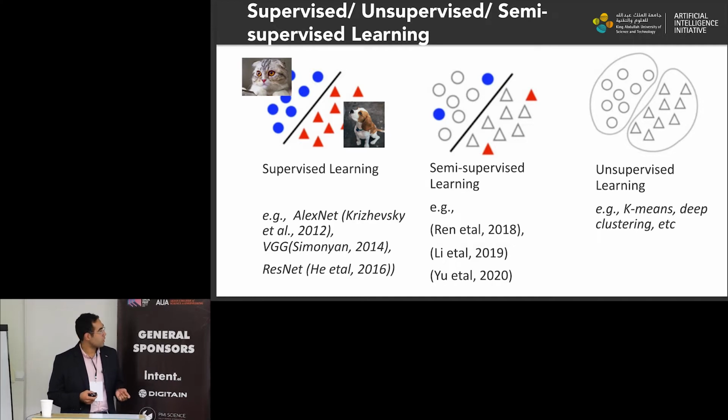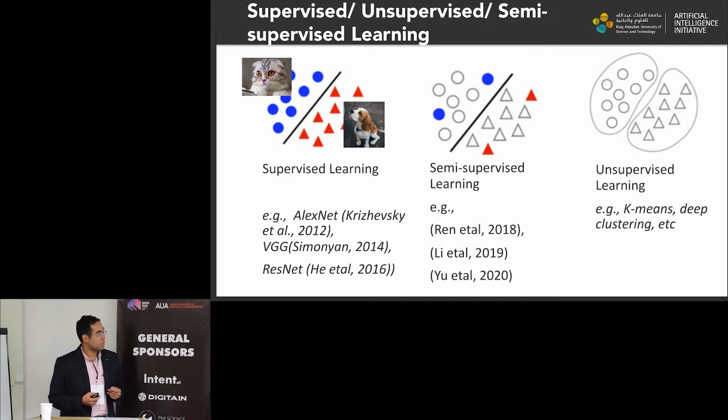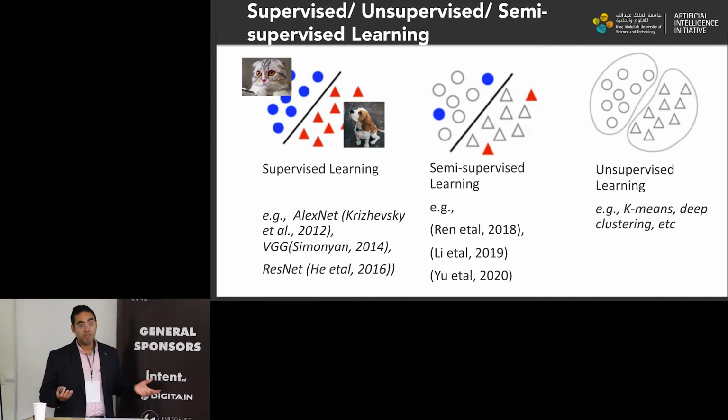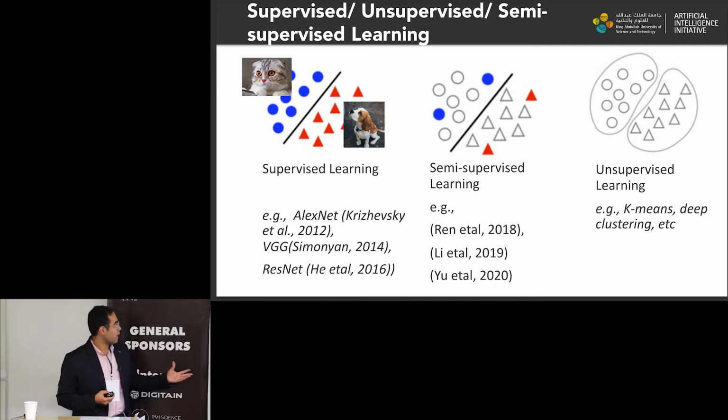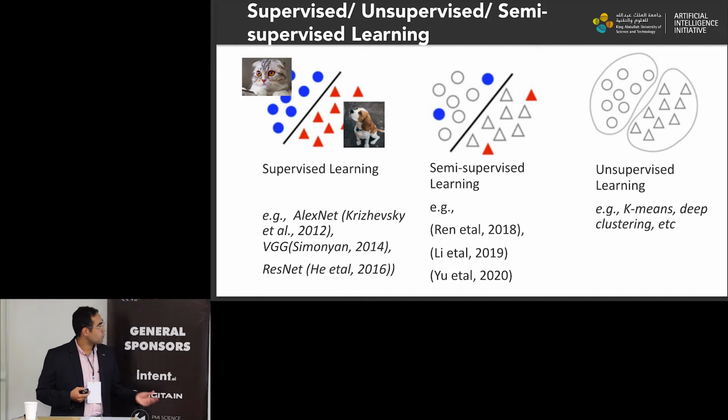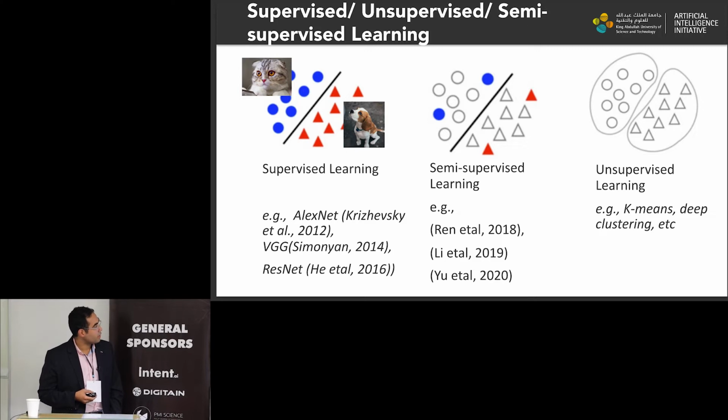In supervised learning, on the far left, we have access to all labels. If you want to train a visual classifier, for example, to classify between cats and dogs. In semi-supervised learning, we have access to some labels, and in this case, let's say we want to classify cats and dogs, and maybe the red points are the dog and the blue points are the cat. We have access to some labels, but not everything.